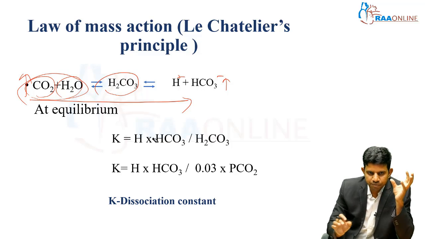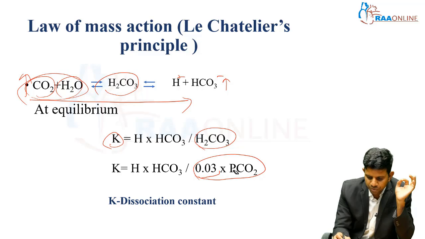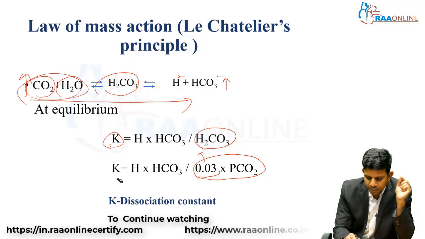If I write this reaction, K is the dissociation constant. It is H plus and bicarbonate divided by carbonic acid. Carbonic acid I can write as 0.03 times PCO2, where 0.03 is the solubility constant of carbon dioxide. So K, the dissociation constant, is H times bicarbonate divided by 0.03 times PCO2.